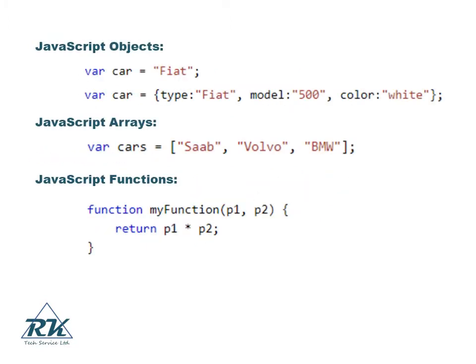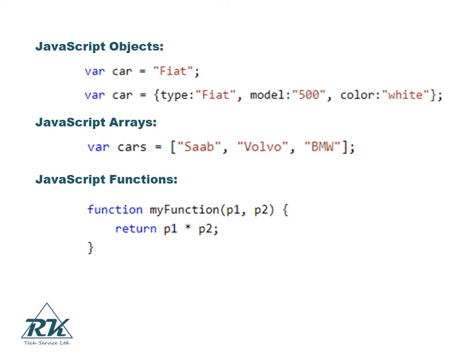JavaScript objects. You have already learned that JavaScript variables are containers for data values. Here we have one example of a JavaScript object. This code assigns a simple value, fiat, to a variable named car. Objects are variables too. But objects can contain many values. Please find one more JavaScript object with multiple values. This code assigns many values, fiat, 500, white, to a variable named car.